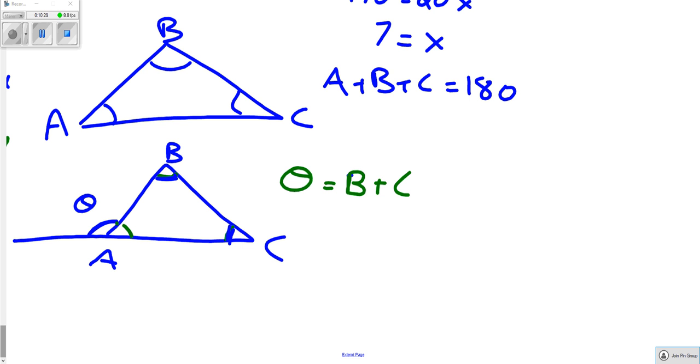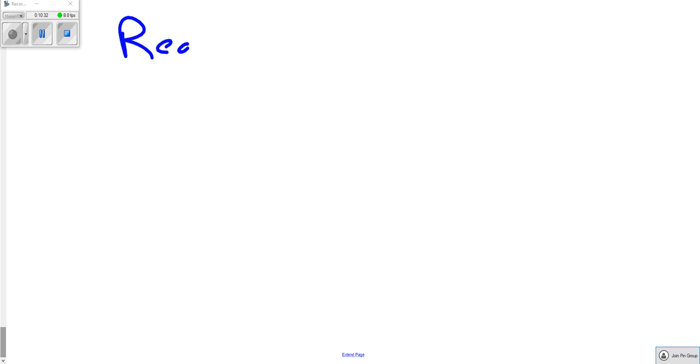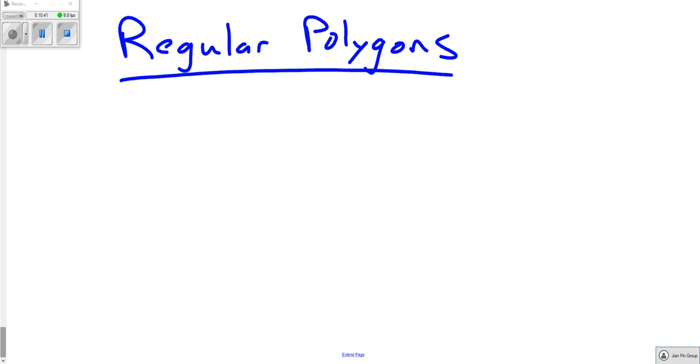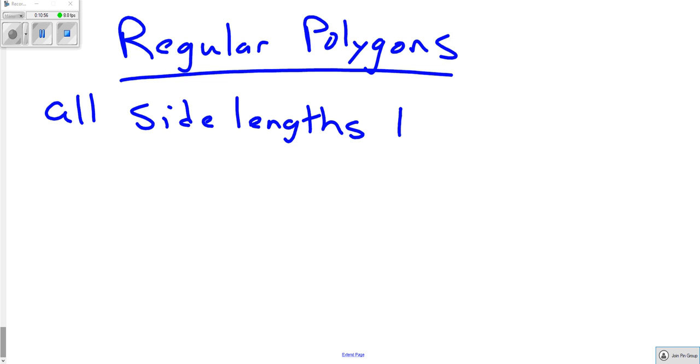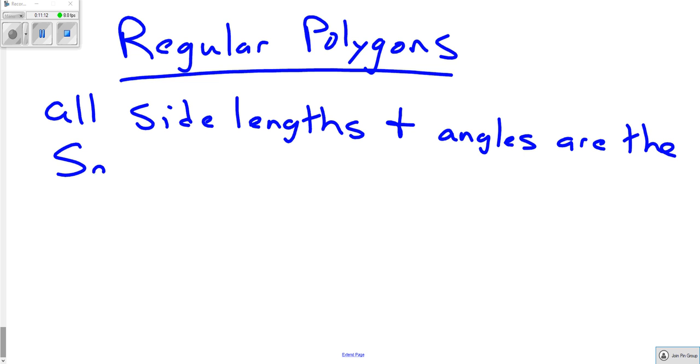And then the last bit was regular polygons. Do you guys remember what a regular polygon is? All side lengths and all interior angles are the same.